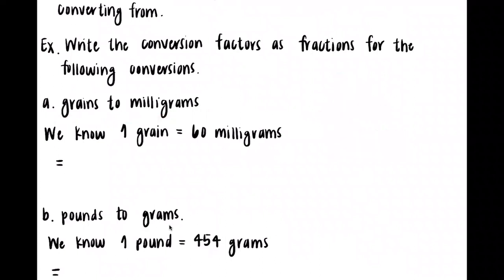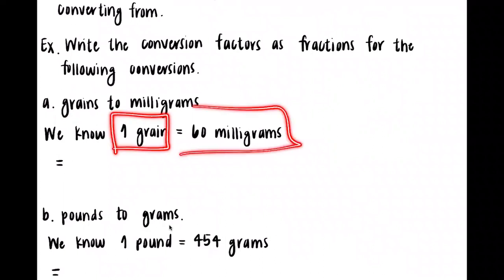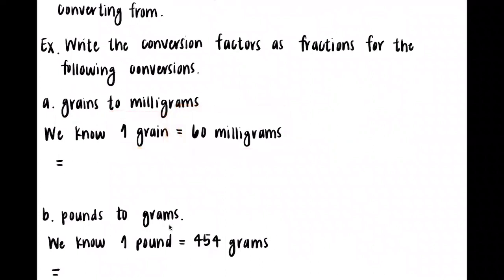Well, we first need to know the equivalent measurement between them, what makes them equal, because again, there could be different values when they're not equal. There's one specific value that they are equal to one another. And here we can see it's for every 1 grain is equal to 60 milligrams. So in this case, remember, what we're converting to goes on top. So that is the 60 milligrams.